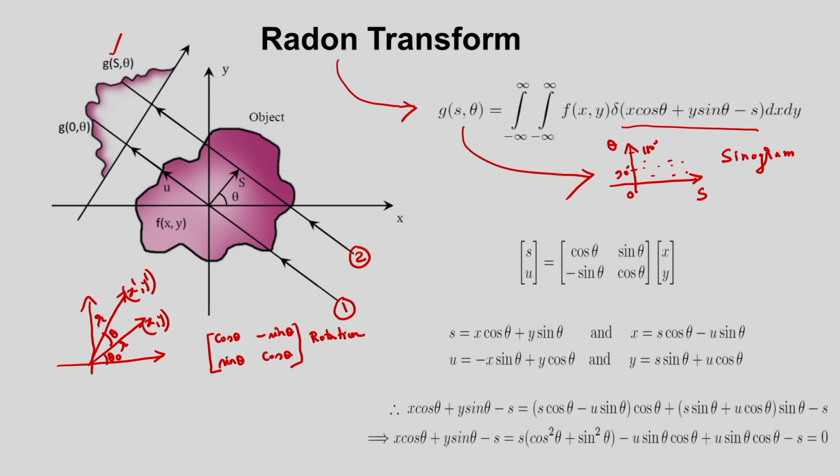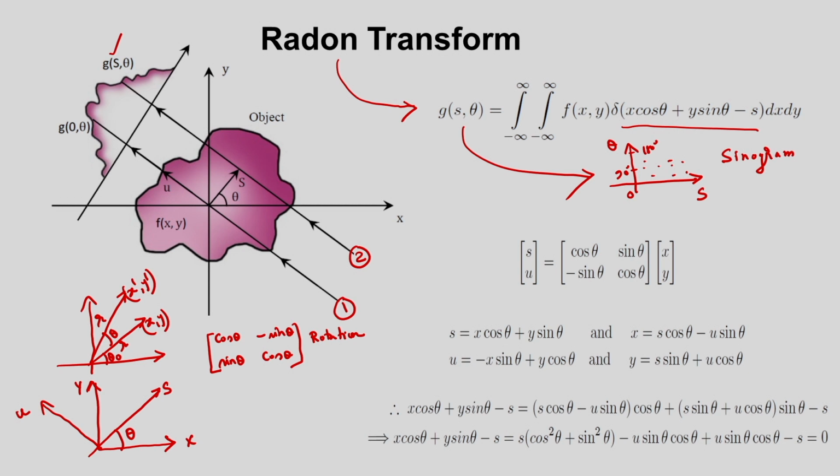So you know about this rotation matrix. Suppose the axis rotation I am considering: one is the xy coordinate system, and I have another coordinate system, s and u. So how am I getting the s and u coordinate system? By rotation of the xy coordinate system by an angle theta. I have shown the theta here. So by rotation I am getting the s and u coordinate system.